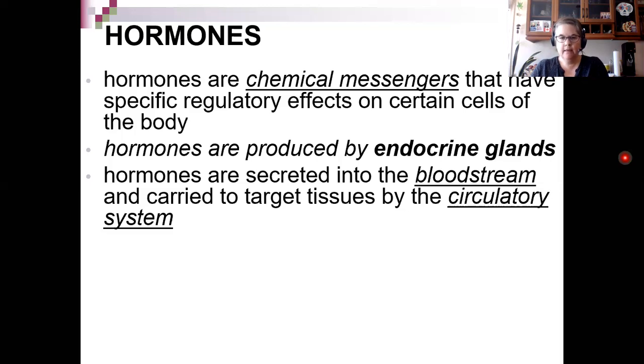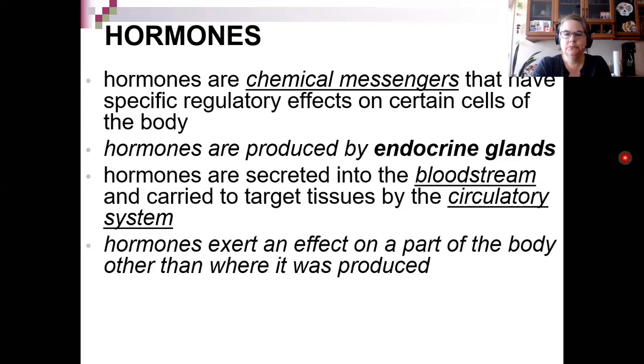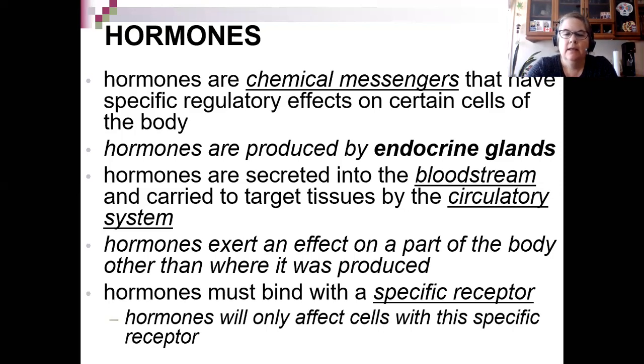Okay? But hormones have target tissues. So how do we get a target tissue without the hormone having a brain? The target tissue is the tissue that the hormone has an effect on. Well, here's the thing. The only way a hormone can have an effect on a part of our body is if that part of the body has a receptor specific to that hormone.